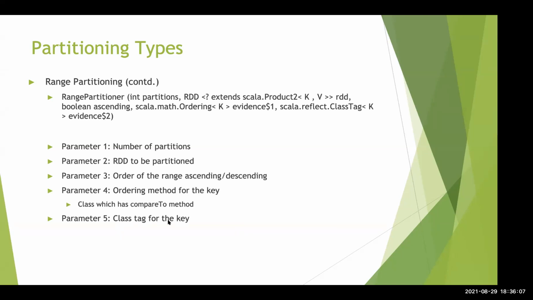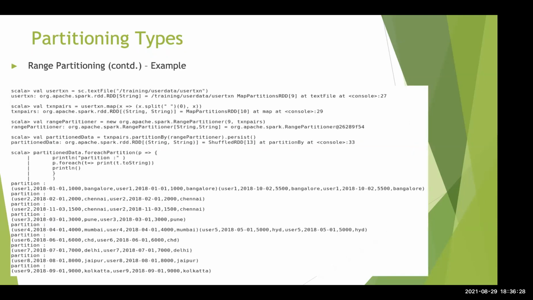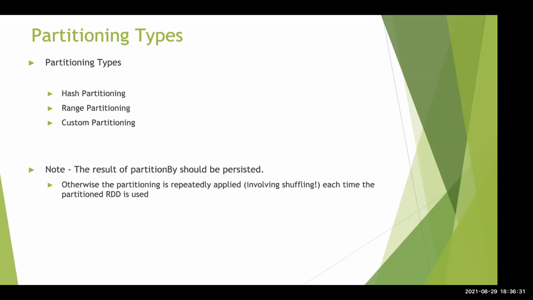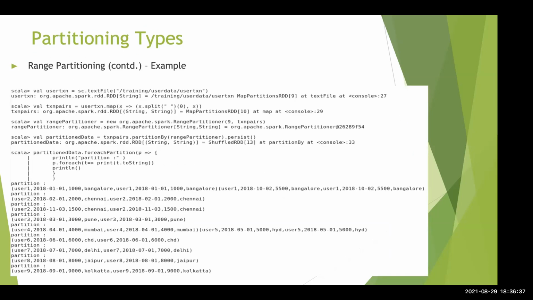If you have a class called Person, and Person has ID, name, salary. So if you want to tell how to order this, you implement that, pass this as your comparator, or as parameter 4. And class tag of T. In this example, class tag of T will be Person.class. So these are the parameters to the range partitioner. Generally, I've seen you don't need to worry about this. You just repartition and Spark internally will decide. But in case you want control over this, then this is what it is.